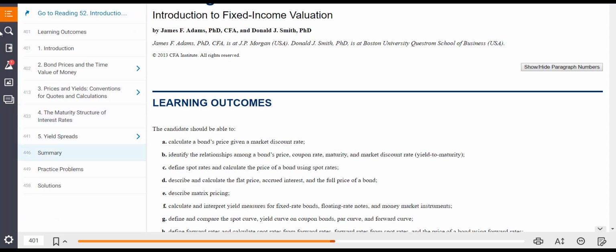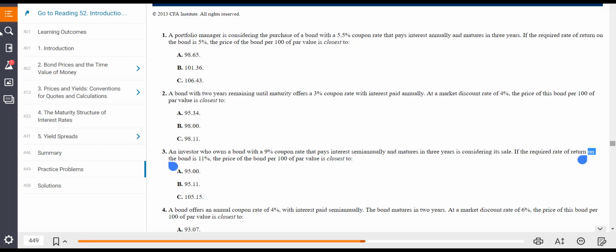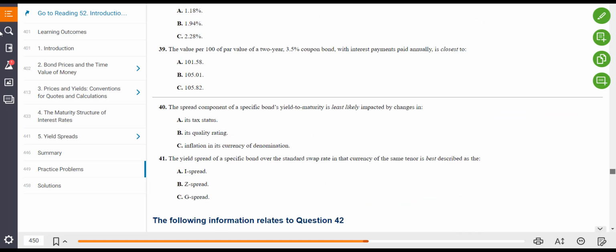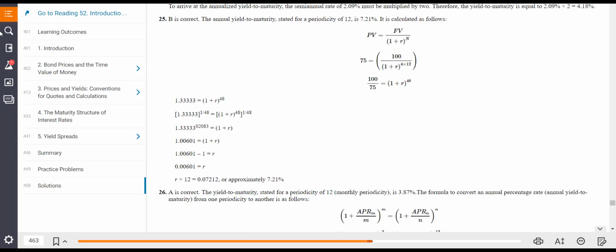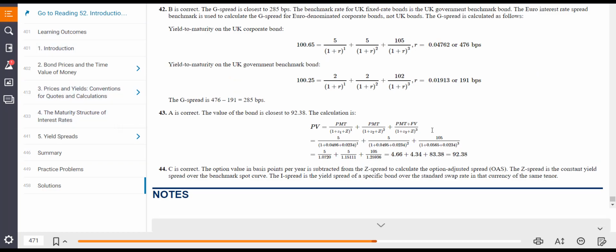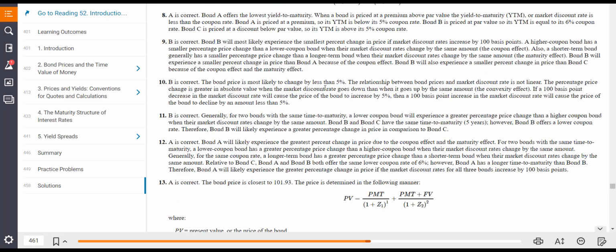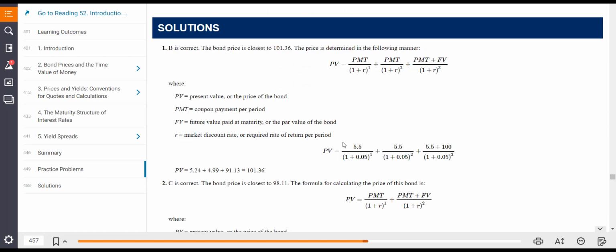Sorry, reading 52, and we go to the practice problems, and ta-da, you can see this is where we got the practice problems from. Number 1, the 5% coupon, number 2, etc. And if I scroll down to see the solutions here, there's a lot of practice problems, if you're doing the CFA, but we started with just a few of the easy ones. You can see here is the solution to the first one.